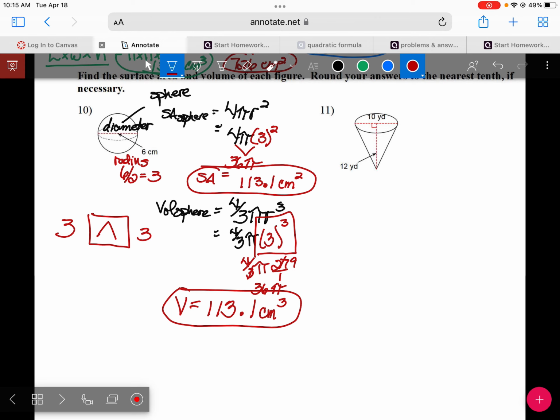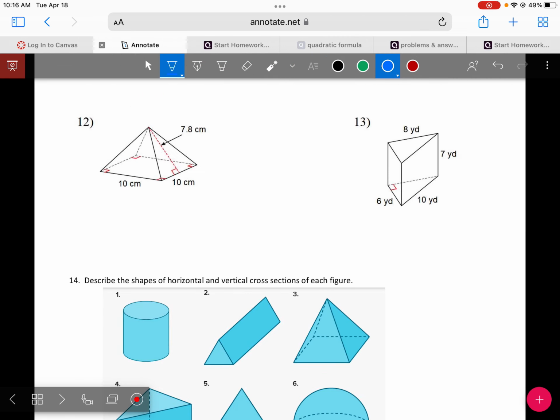All right, let's go to number 11. What do we call number 11? Did we do surface area and volume or just surface area? Both. Perfect. Any questions on 11? No. Okay. What about 12? No? All right, let's do surface area of 12.